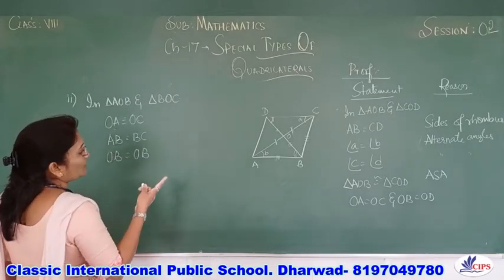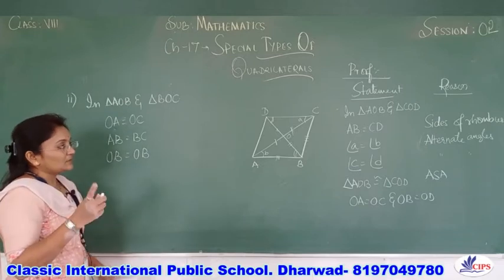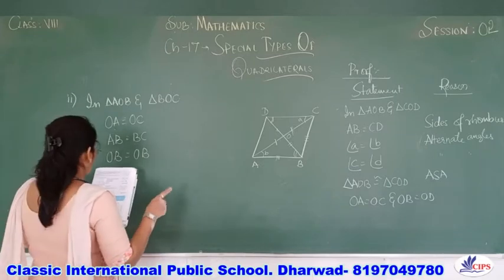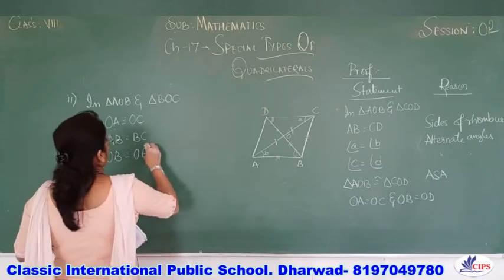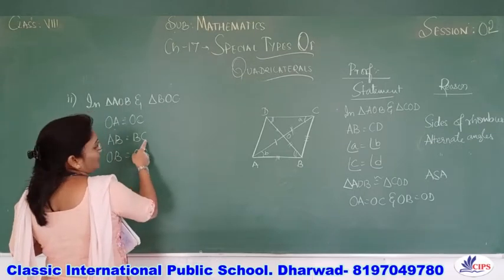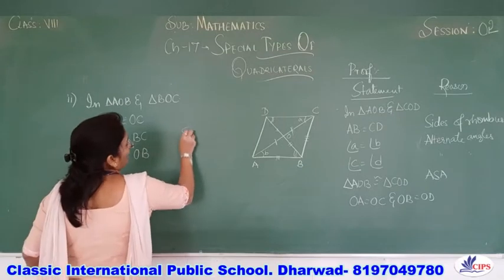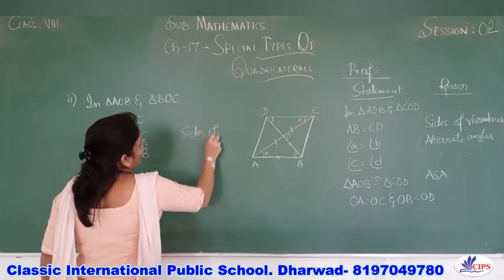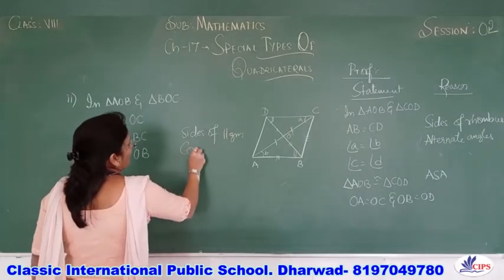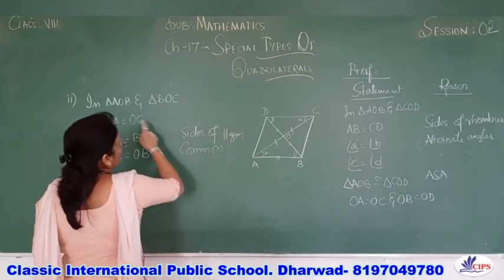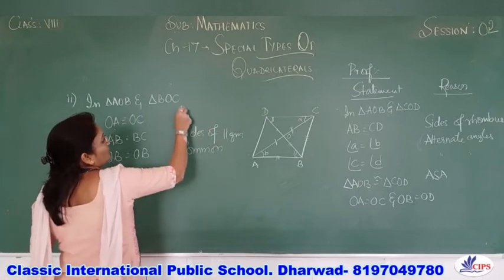So why is OA equal to OC? They are diagonals of that, isn't it? It's proved above, their diagonals are equal. Next, OB is equal to OB, this is a common side, and AB is equal to BC, they are sides of a parallelogram. So OB is equal to OB, this is common. And next, OA is equal to OC, it's proved here, so we will write proved.